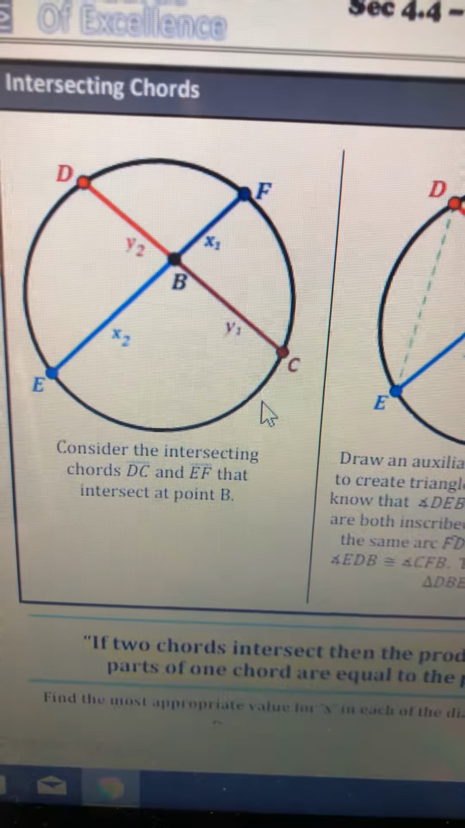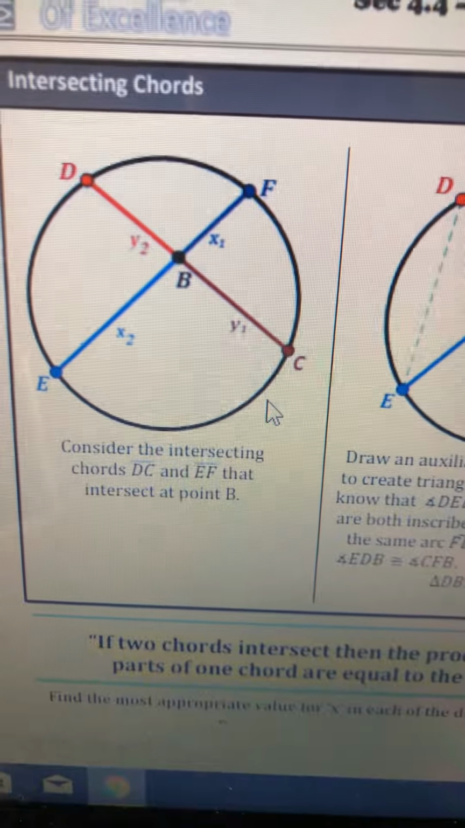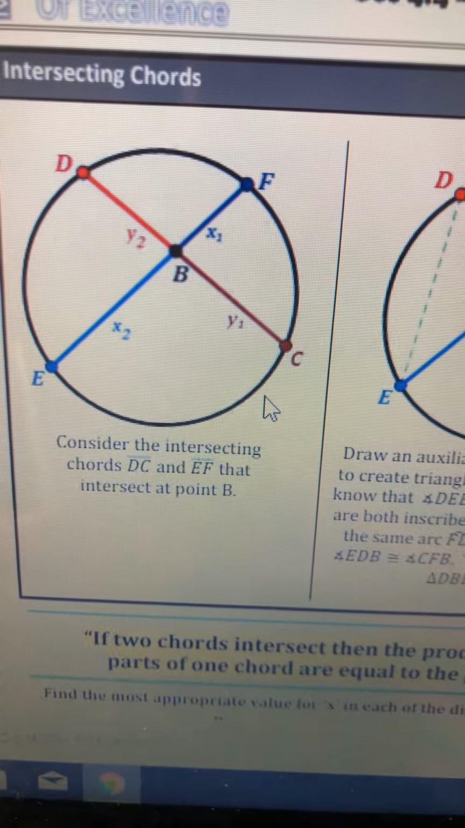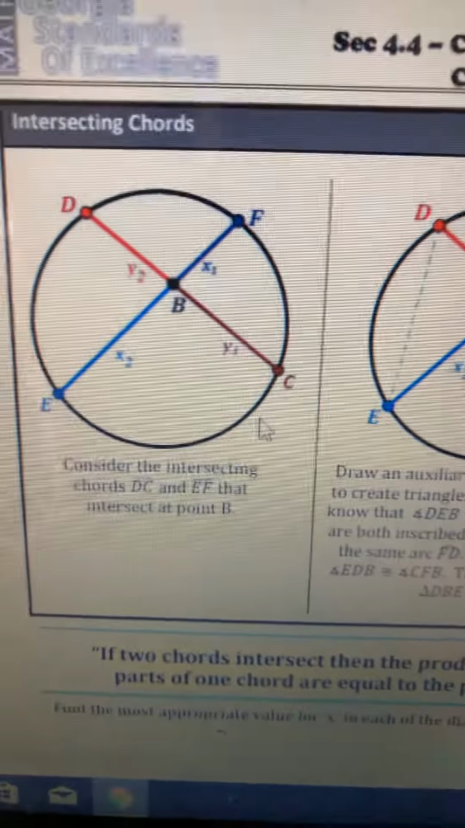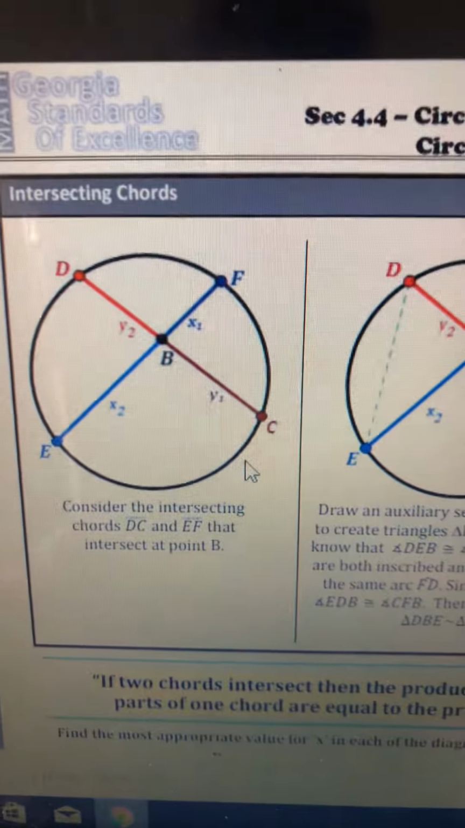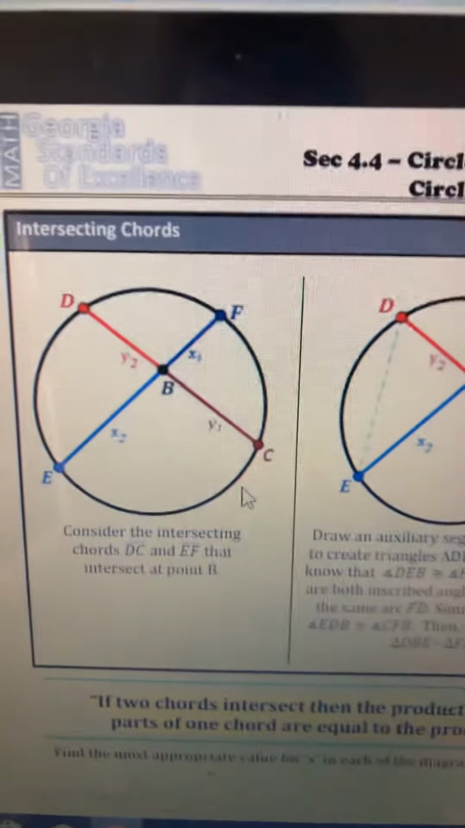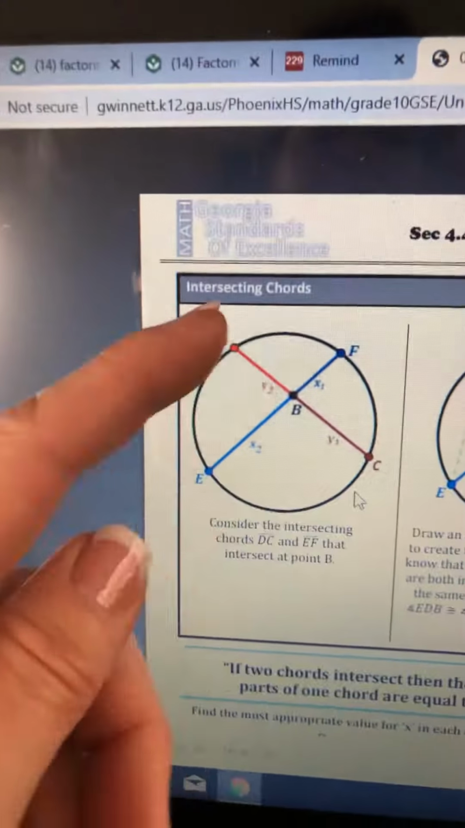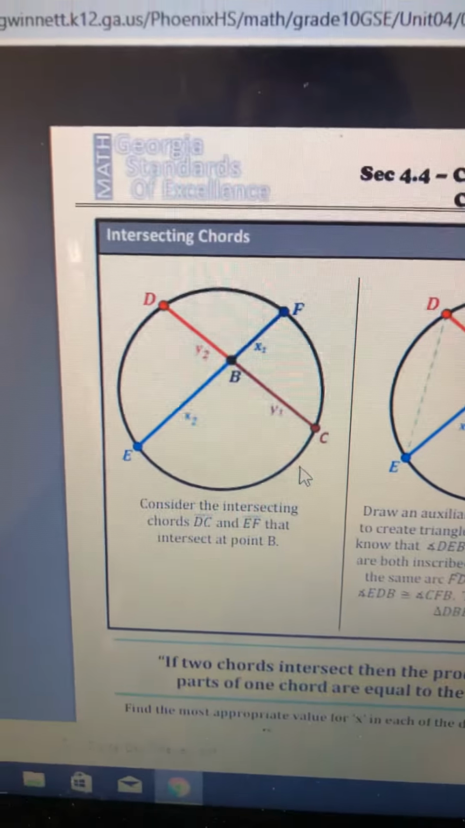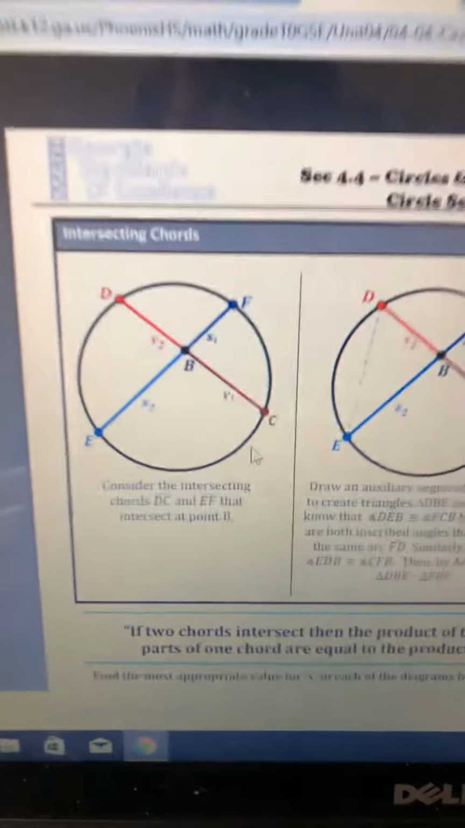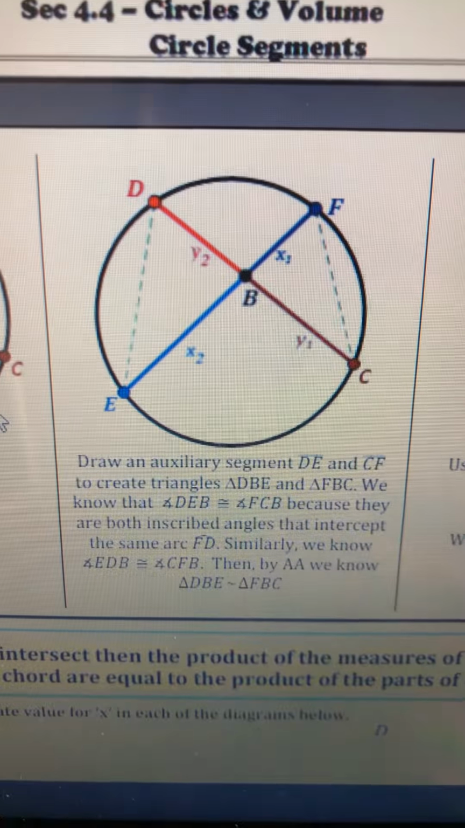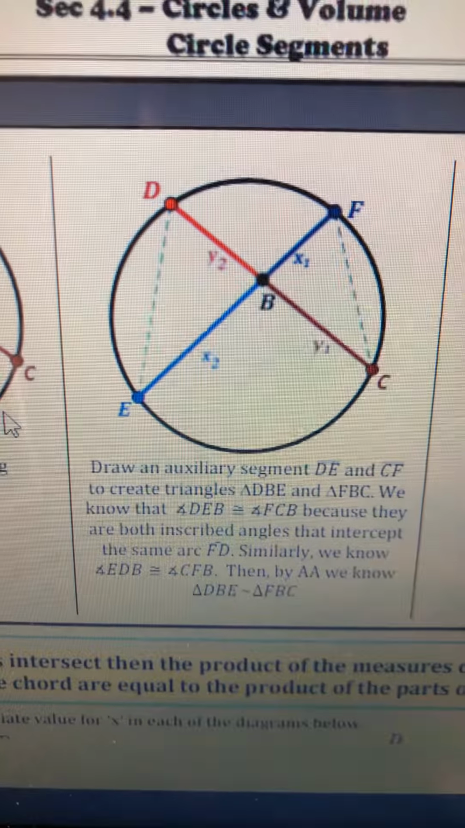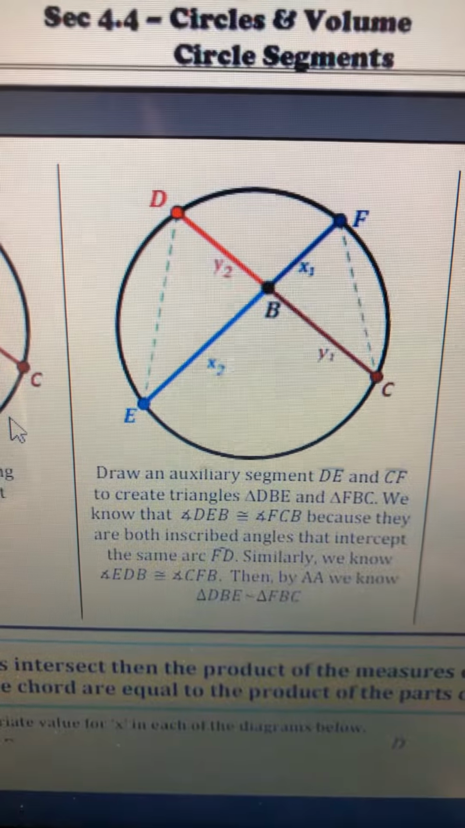First of all, we see that we have two chords intersecting inside the circle. It says consider the intersecting chords DC and EF that intersect at point B. So it's easy to see, point B has broken our chords into two parts. Now, not congruent parts, but two parts. Here we see that DC is broken into Y1, Y2, and EF is broken into X1 and X2. Now, draw an auxiliary line segment DE and CF and create triangle DBE and triangle FBC.